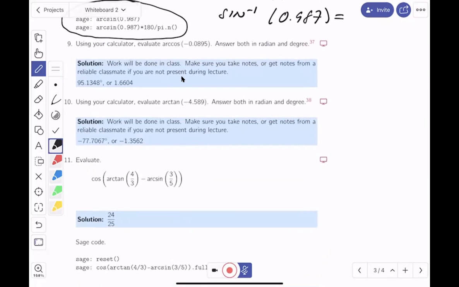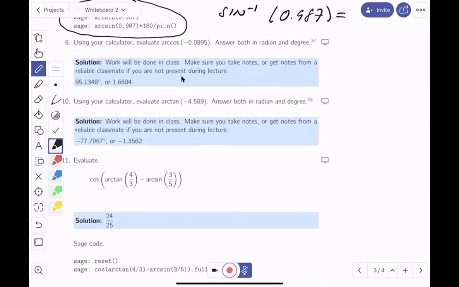All right, let's do number 9. Number 9 again says use a calculator. And my claim about using a calculator, again, if you don't use a calculator, it's pretty easy to do that. If you do it in a calculator, before I do it though, I want to point out the invertible region of the cosine function looks like this, right? And minus 0.895 would be down here somewhere.